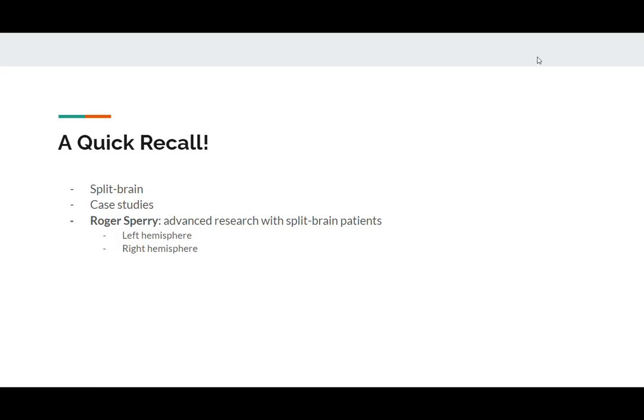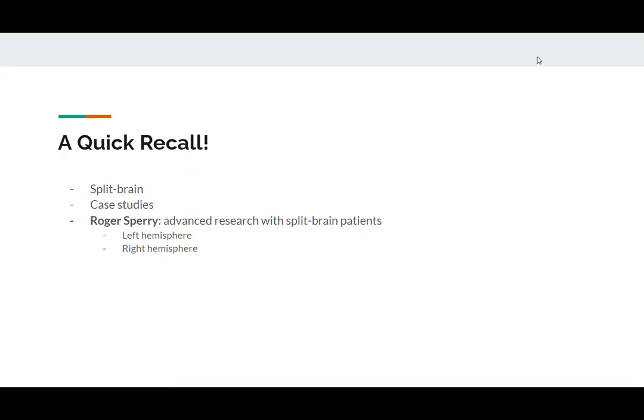So just a quick recall, we talk about case studies. Do you remember what a case study is from Unit 1? This is one of the research methods. Let's go over it once more because this is kind of important. A case study is an in-depth study of an individual or small group. Usually, case studies are done on people with rare circumstances.